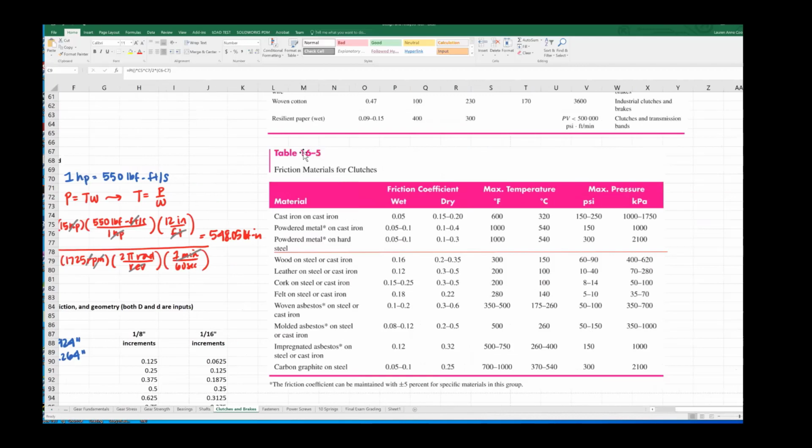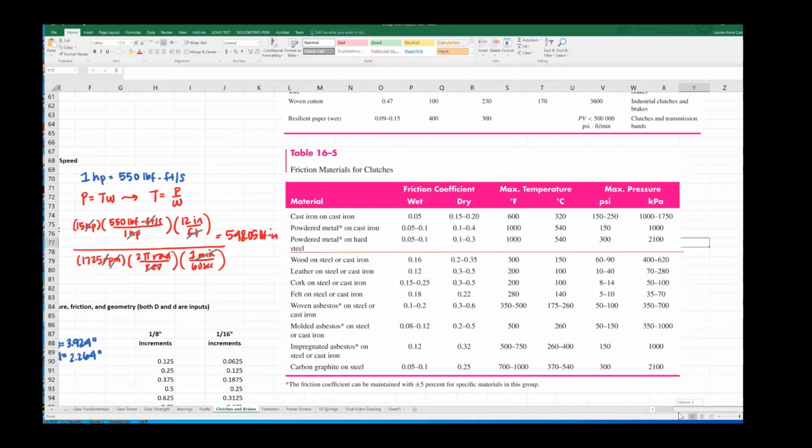But now kind of thinking about it from a real life standpoint. So let's go back to table 16.5, powdered metal on hard steel. The maximum pressure we want to have develop is 300 psi. Do we really want to induce the maximum pressure that material is said to be able to withstand? Maybe not. So we might have considered limiting our maximum pressure to 200 psi or 250 psi.